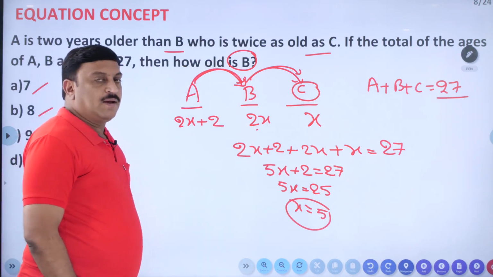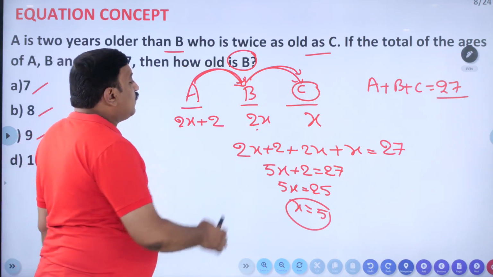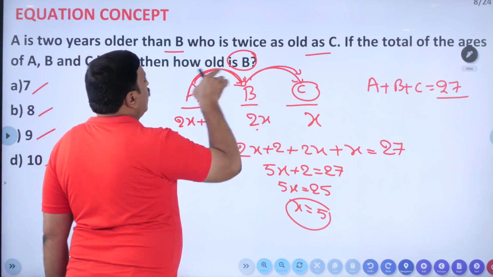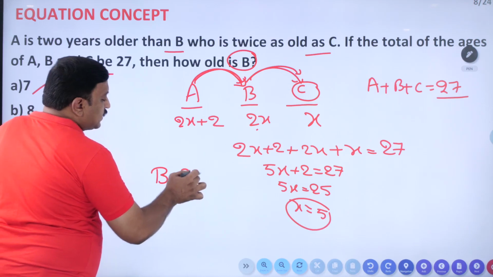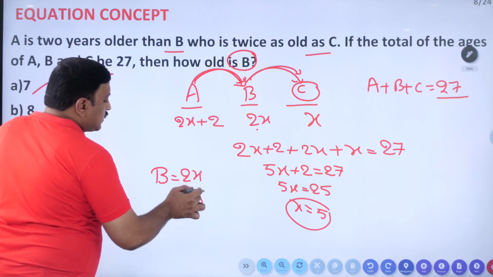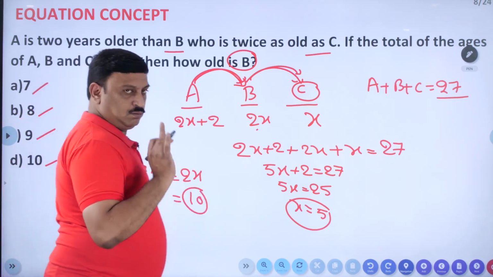Till now we have done this. But x is equal to 5, and we need B. How old is B? B is 2x, that means 2 into 5, that is 10 years. Understood?